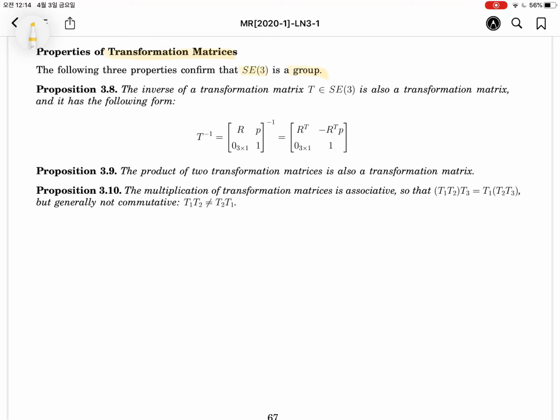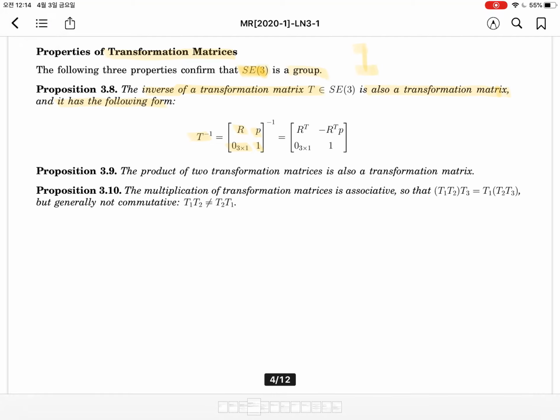This is about SO3. This concept is extended to SE3. So SE3 is also a mathematical group. It has an identity, and you know the identity matrix as a 4x4. So one of the four properties is achieved already. And then the inverse exists. The inverse of a transformation T is also a transformation, so the set is closed. The inverse has the following form, where T is given by R and P, 0, and 1.